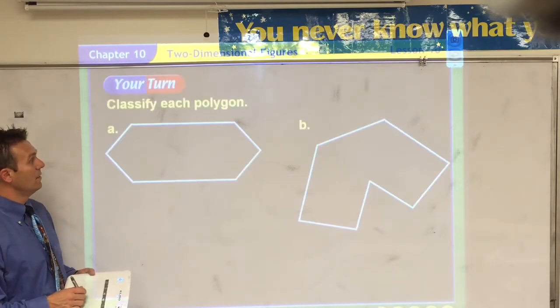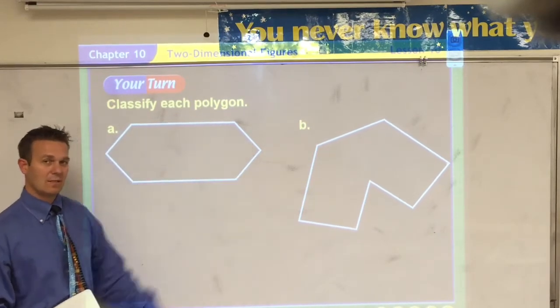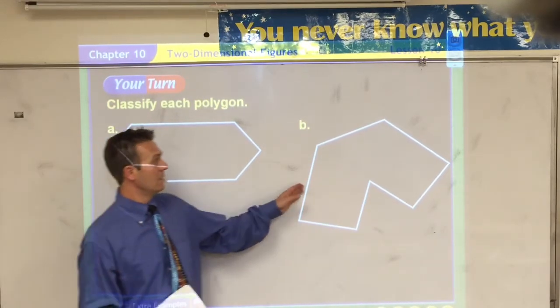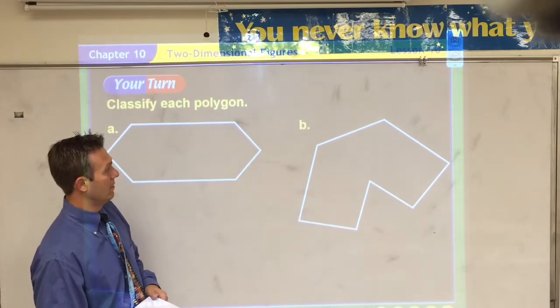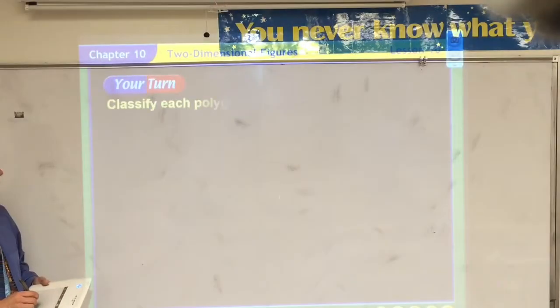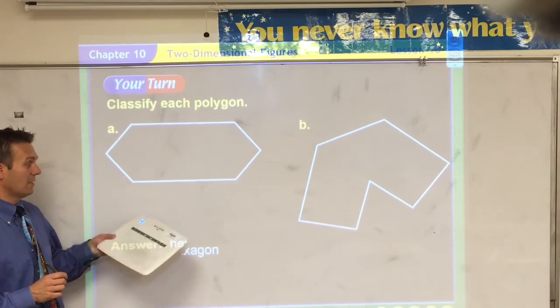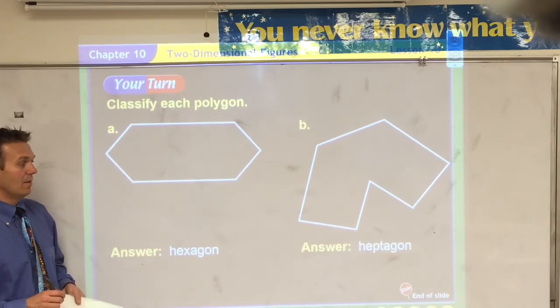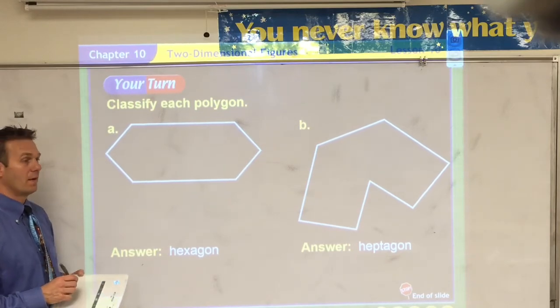Next one, how many sides is here? 1, 2, 3, 4, 5, 6. So you should know the name of that one. And this one has 1, 2, 3, 4, 5, 6, 7. Okay, so the name of one of them would be a hexagon, a 6-sided figure, and the other one is a 7-sided figure, so it's a heptagon. Okay.